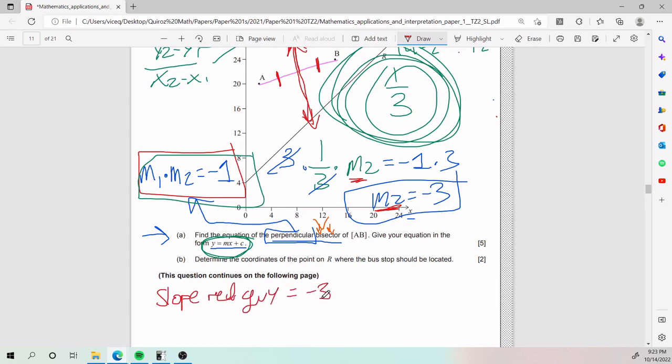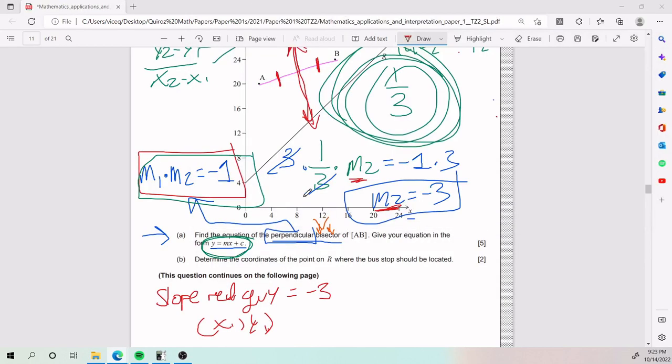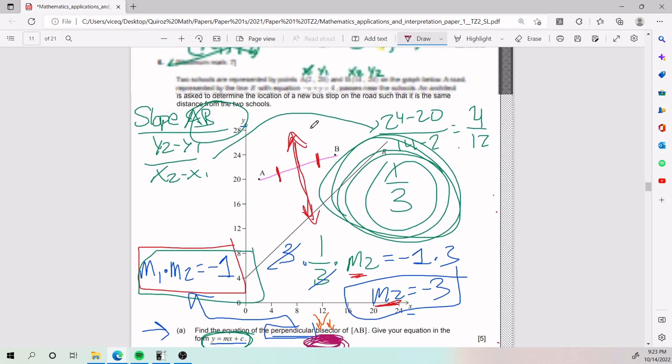The slope of the red guy is -3. What we need now is a set of points. Once we have a set of points, we can use the point slope formula that I was talking about earlier, because it's the only two things we need. We already have the slope. Now we need the set of points. So how can we find the set of points here? Well, we know that we are dealing with a bisector, right? And so we know that this perpendicular bisector is cutting right through the middle of AB. Right through the middle. So we are talking about a midpoint.